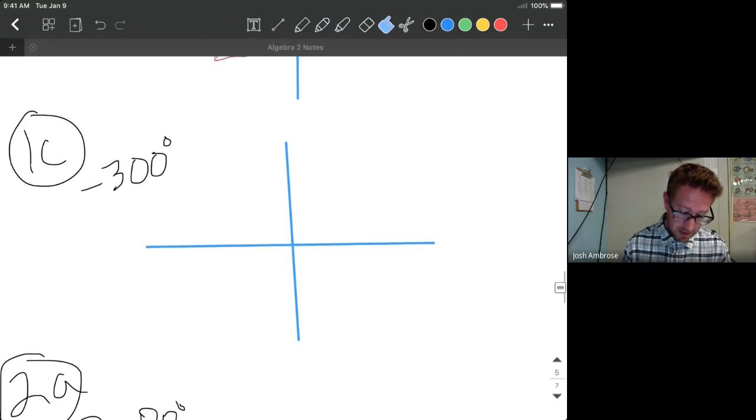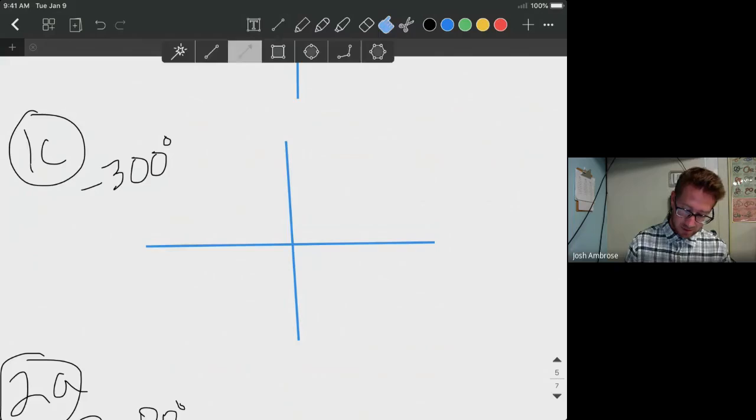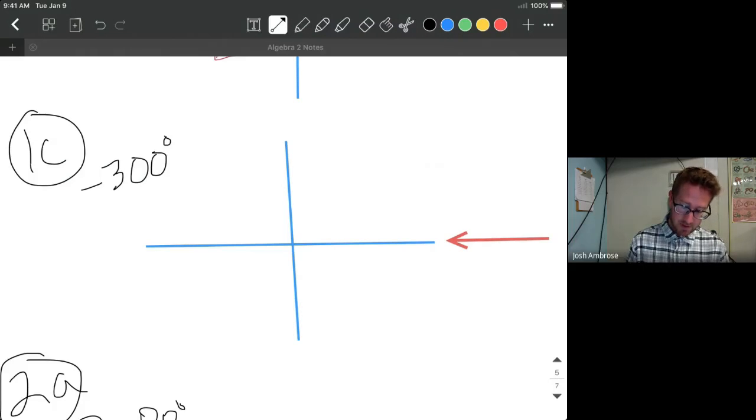Now 1C, we're skipping 1B. 1C, I just wanted to jump in and show you one that was a negative degree. So a negative number is going to go clockwise. Again, we are still always going to be starting in standard position, starting right there. And if we go clockwise, if we go all the way to here, that's 90. We go all the way to here, that's 180.